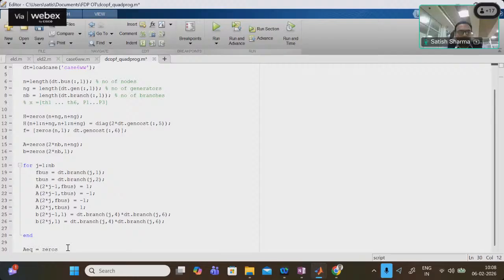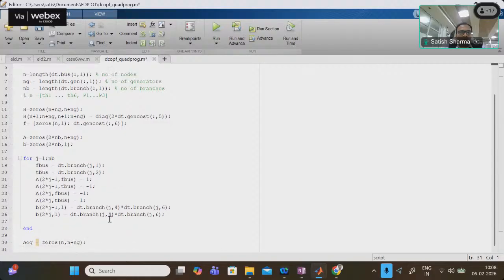It is basically all zeros, and the dimension will be the number of nodes. We have defined the number of nodes as n, and the number of variables. The variables we have defined are all the thetas and P's. So the number of variables equals the number of nodes plus the number of generators. This will be Aeq, and then Beq is basically zeros only, just an assignment, and that will be n by 1. So this will be Aeq.